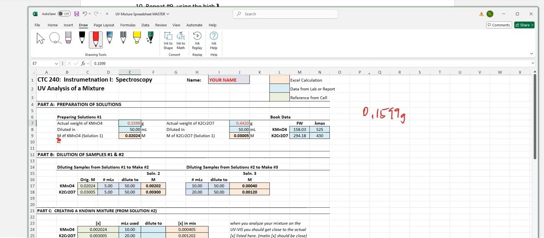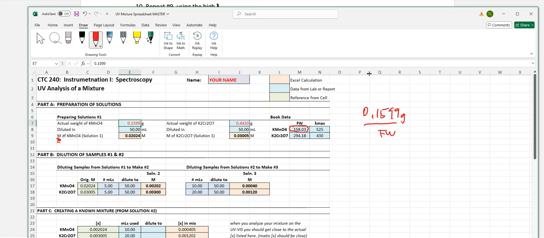Well, the 0.1599 grams of the manganese, you're going to have to divide that by the formula weight of KMnO4. And that formula weight is given. And that KMnO4 is right over here, 158.03. Your spreadsheet template will already have that value in there.